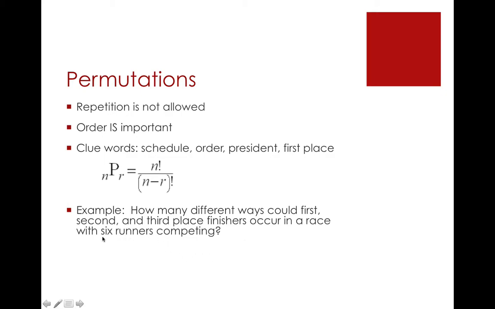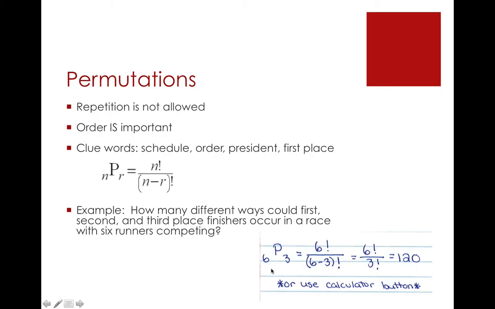I have 6 runners competing. Now n is going to be 6, my total sample. How many people are competing? n is always going to be my larger number. And r is going to be the smaller number, how many people I'm choosing. So my answer would look like this, 6P3, 6 permutation 3. You can type this in your calculator, or you can use the formula here.